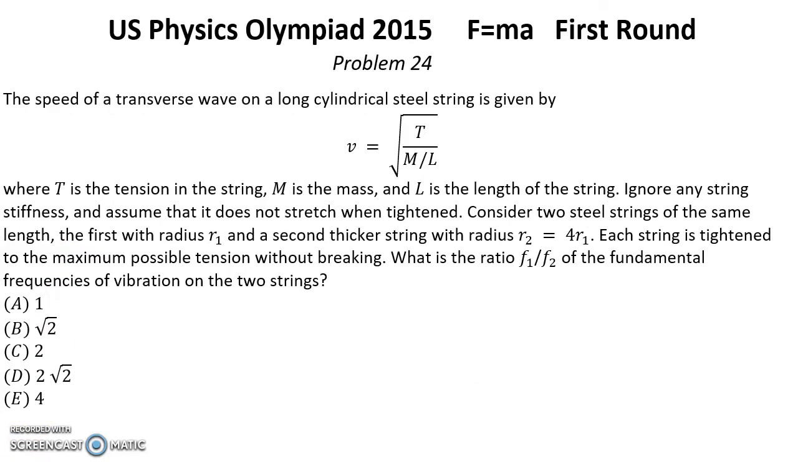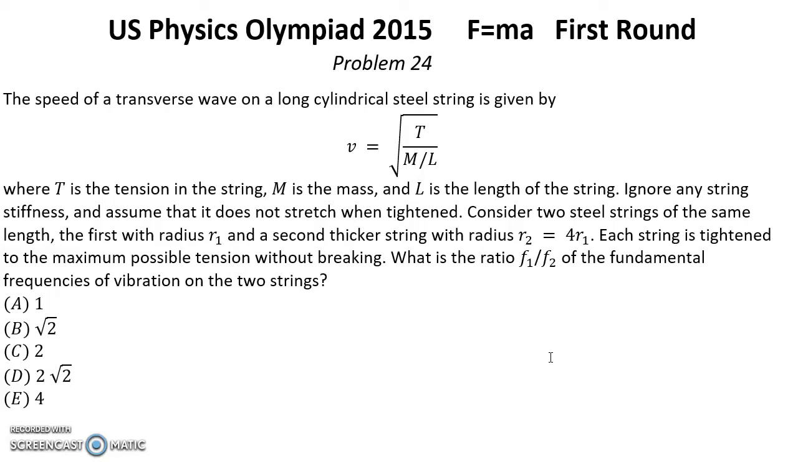Problem number 24. The speed of a transverse wave on a long cylindrical steel string is given by formula V equals square root of T over M over L, where T is the tension of the string, M is the mass, and L is the length of the string. Ignore any string stiffness and assume that it does not stretch when tightened.